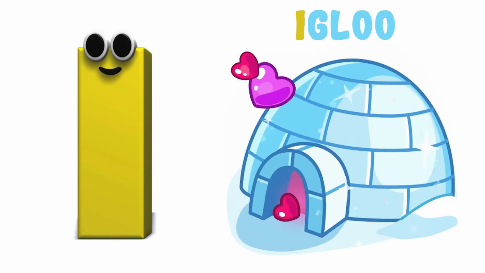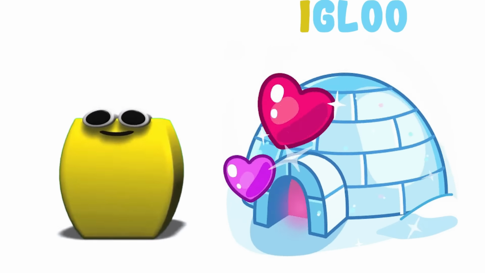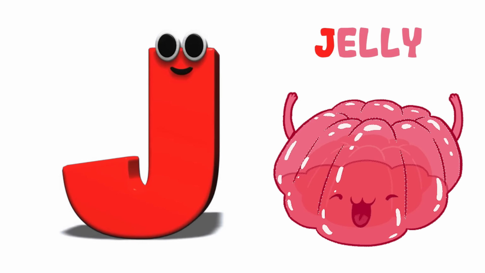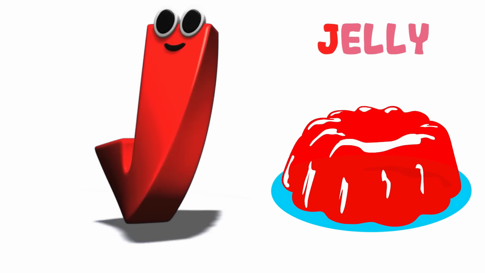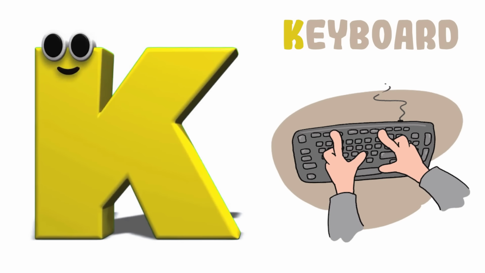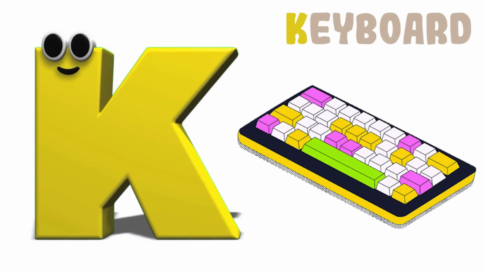I is for igloo, I, I, igloo. J is for jelly, j, j, jelly. K is for keyboard, k, k, keyboard.